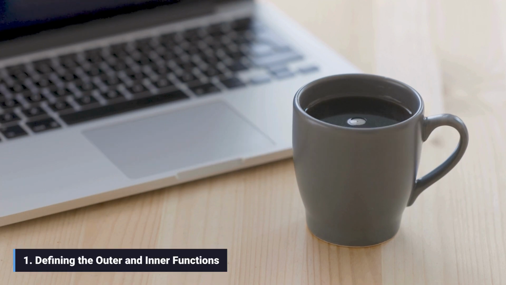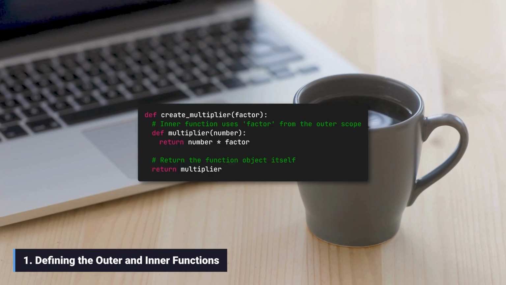1. Defining the outer and inner functions. We define an outer function, create_multiplier, which takes a factor. Inside it, we define a nested function, multiplier, which takes a number. The key step is that the outer function returns the inner function object itself, without calling it.